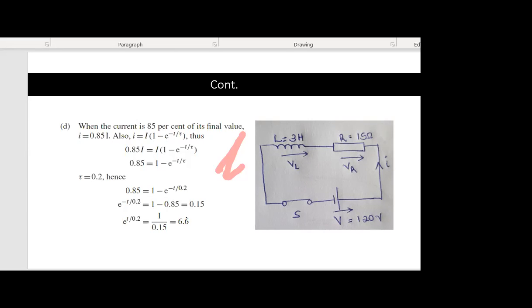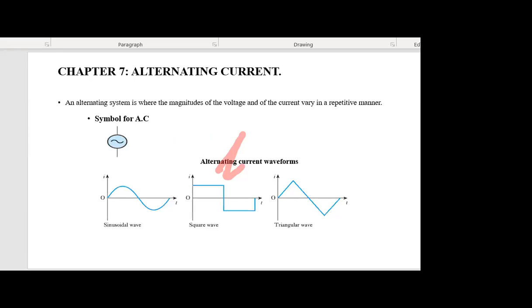So that's all for transient circuits. We can look at the alternating current briefly. So what is an alternating system? An alternating system is where the magnitudes of the voltage and of the current vary in a repetitive manner. This is the sign for AC. Then there are many types of waveforms. We have the sinusoidal waveform, we have the square wave, we have the triangular wave.